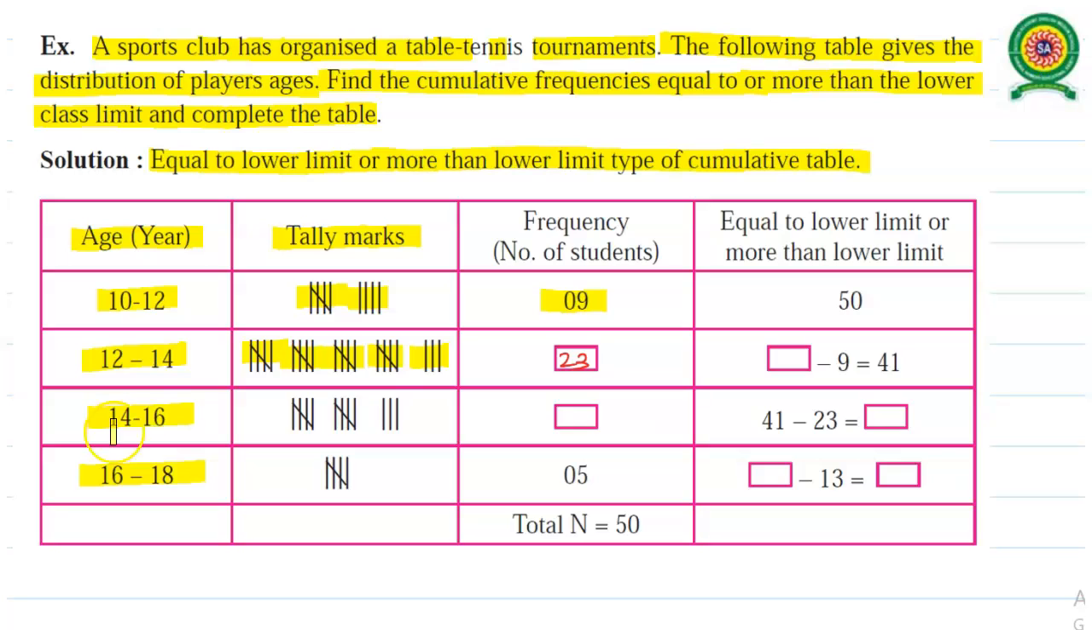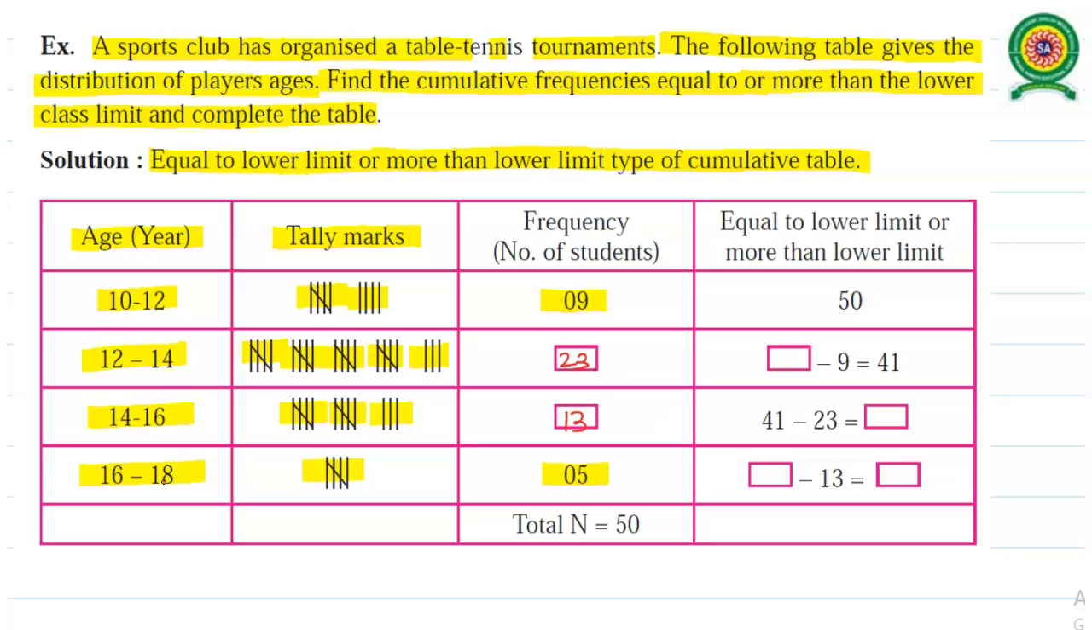Now the next age group we have is 14 to 16: 5 plus 5 is 10, 10 plus 3, so we have a total number of 13 students. In the 16 to 18 age group we have 5 children whose age is either 16 or 17 years, or up to 18 years.